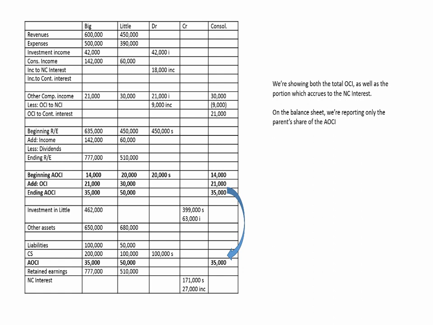Recall that the first year Little had $20,000 of other comprehensive income. The second year they had an additional $30,000 of other comprehensive income. So for the 2 years combined, they've got a cumulative total of $50,000 of other comprehensive income. BIG company is reporting their share of that, or 70%, $35,000, as the AOCI on the balance sheet. And now we are done.